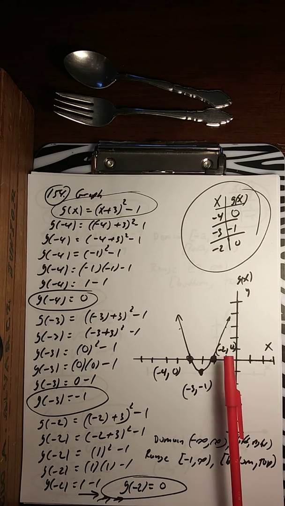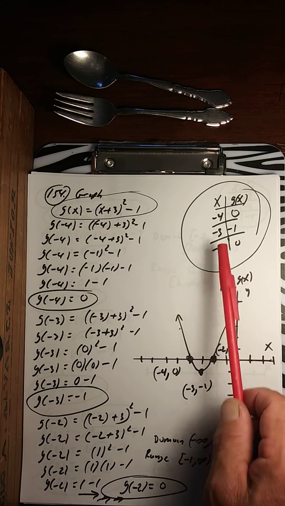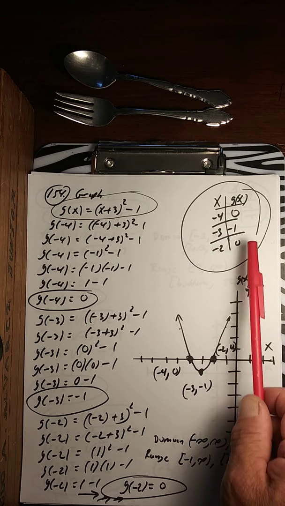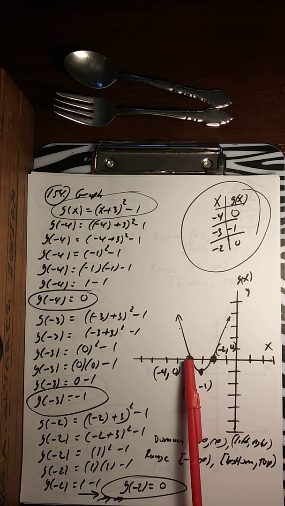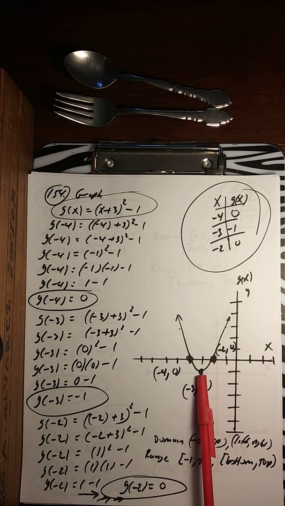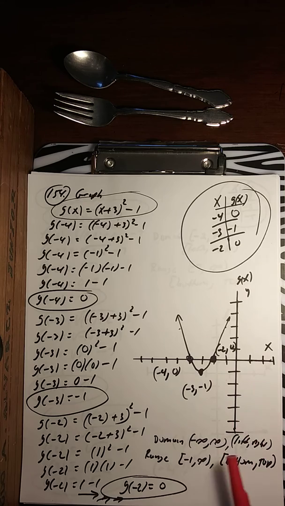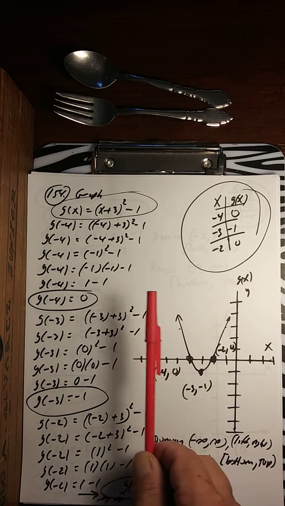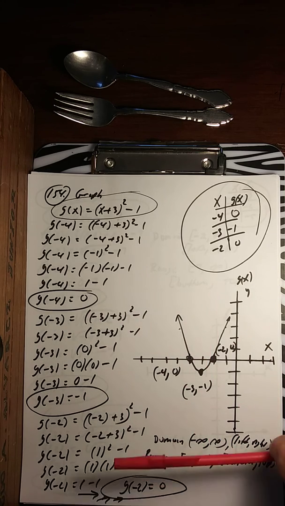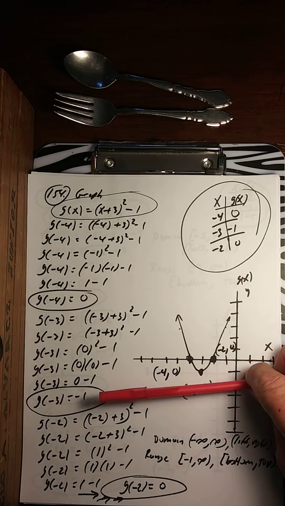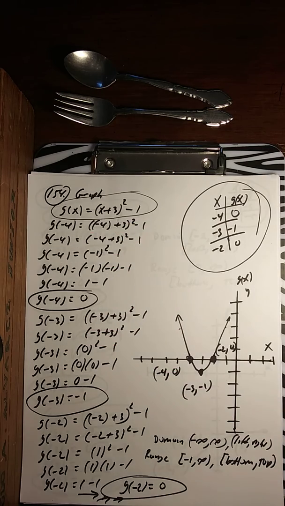So we have negative 4, 0. We have negative 3 and negative 1. And we have negative 2 and 0. So these are the x-intercepts. And this right here is the vertex or the min. And the domain goes from negative infinity to infinity. And the range goes from negative 1 to infinity. Okay.